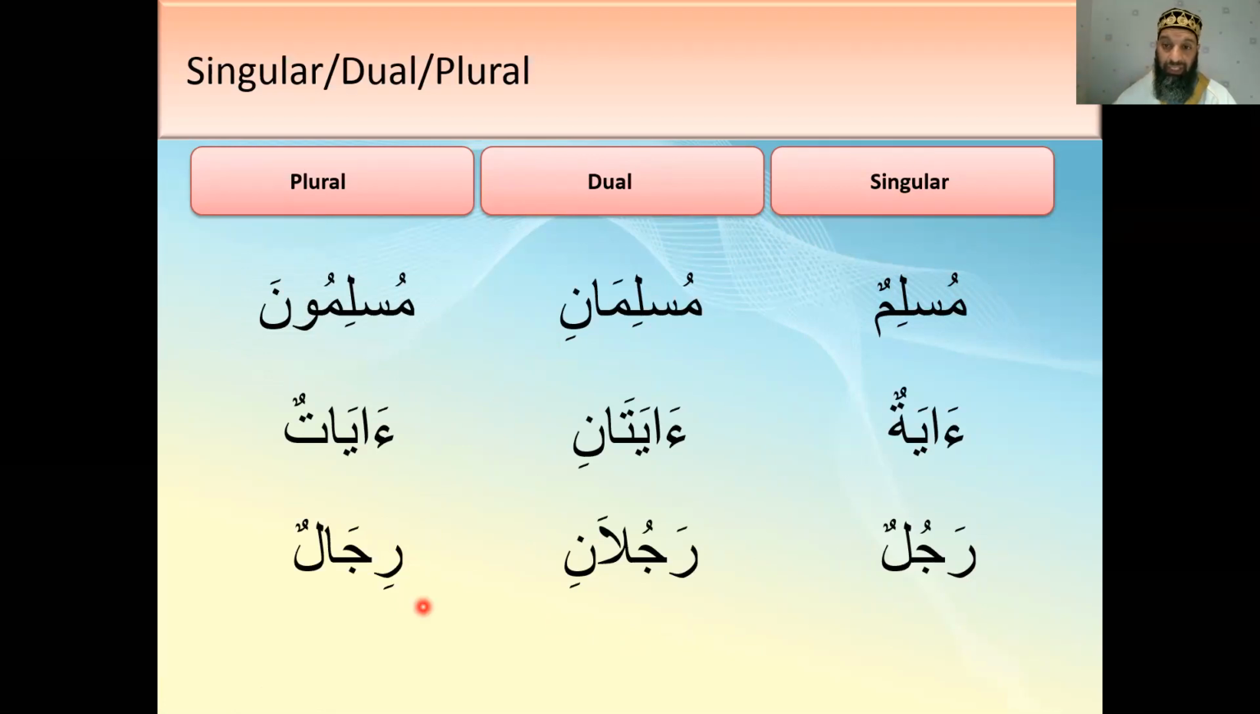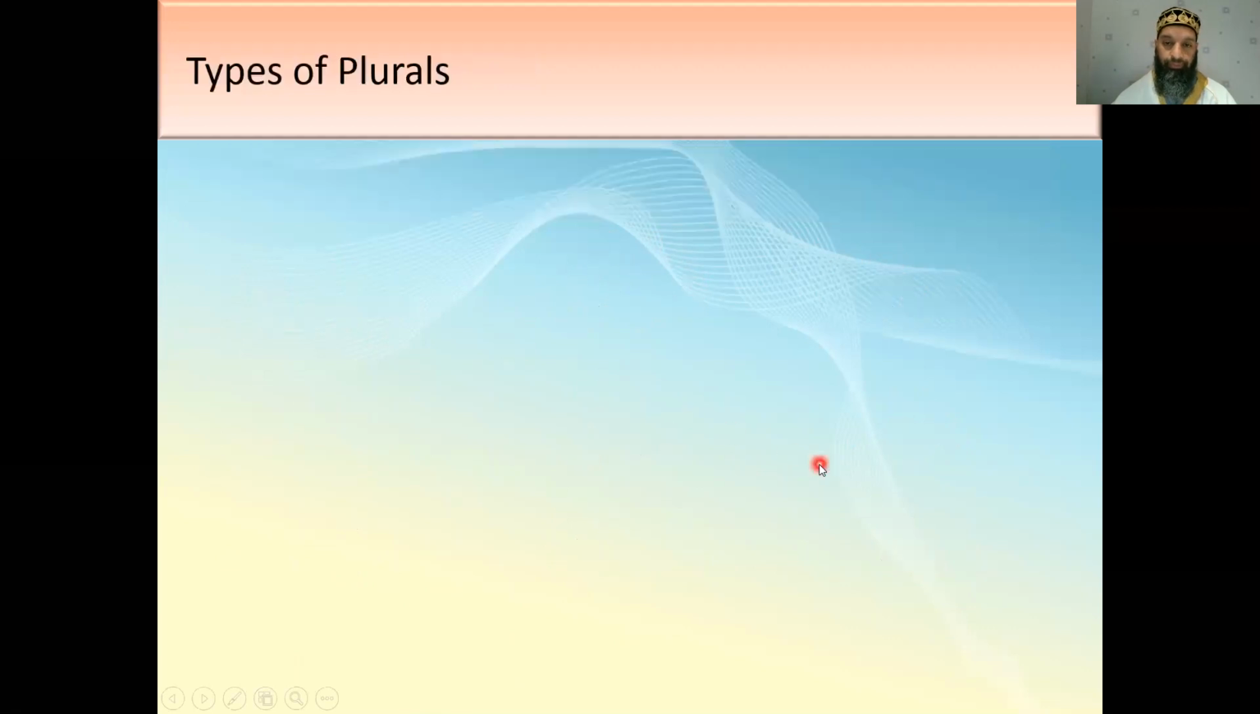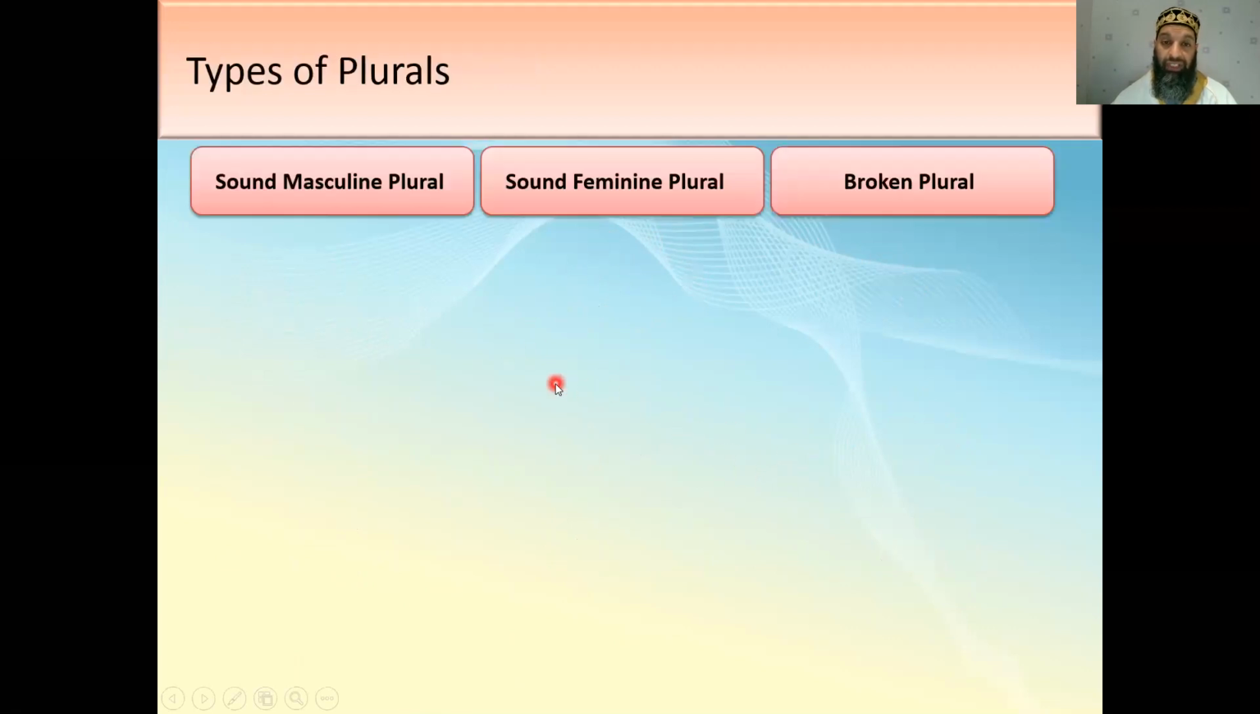In Arabic, we have singular Muslim. Then we have a word for dual, Muslimani. And then we have a word for plural, Muslimuna. Same with this, ayatun, ayatani, ayatun. And then this one also. So Arabic has singular, it has dual, and it has plural. And then there are 3 types of plural in Arabic. One is sound masculine plural. One is sound feminine plural. One is broken plural. So basically in the class, I sort of ask people, can you tell the difference?